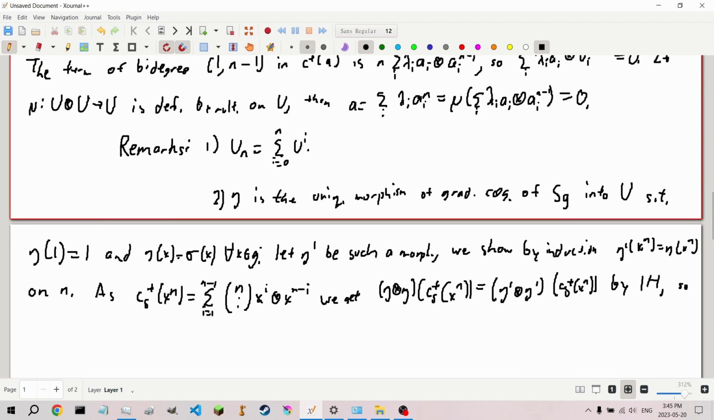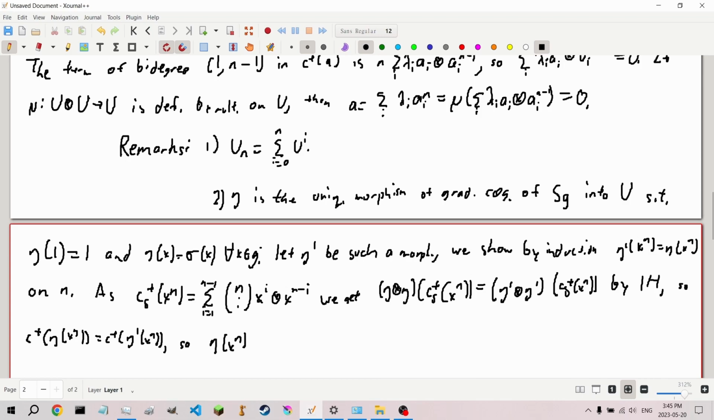So we get that C plus of eta of x to the n is C plus of eta prime of x to the n. So eta x to the n minus eta prime x to the n is a primitive element of degree n, and so is 0.